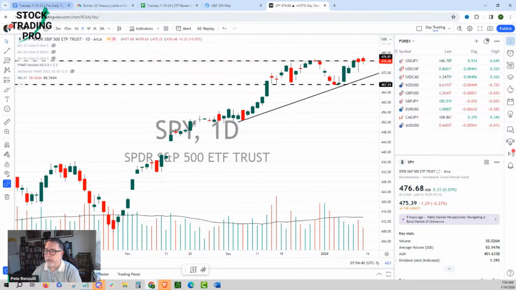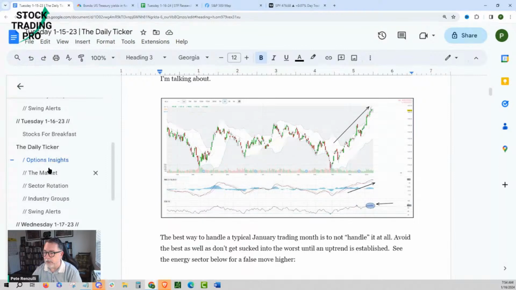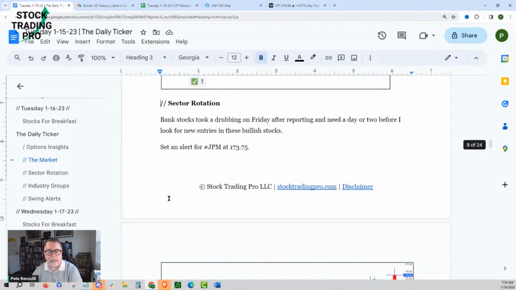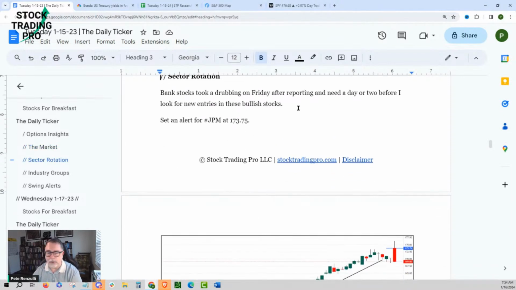As far as some of the rotation that I'm looking at for this week, we're going to get into banks, we're going to get into healthcare, we're going to get into technology and a few others. All right. So bank stocks took a drubbing on Friday after reporting. So they need a day or two before I look for new entries.